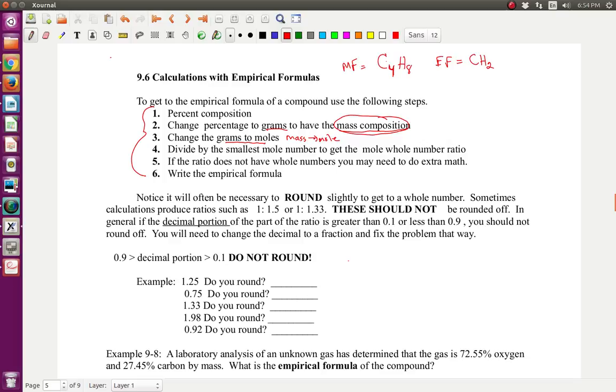Remember the little flow chart we've had so far. We can go from mass to moles to particle count. To go from mass to moles, you need the molar mass, and you get that off the periodic chart. You divide by the smallest mole number after you turn all of them into moles. If the ratio does not have whole numbers, you may need to do some extra math, and we're going to talk about that. And then you'll write the empirical formula.